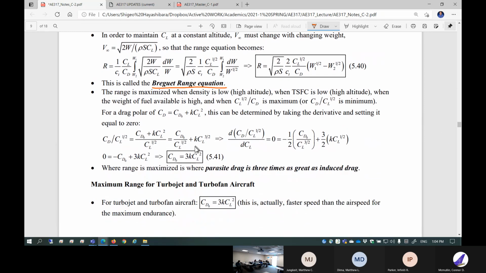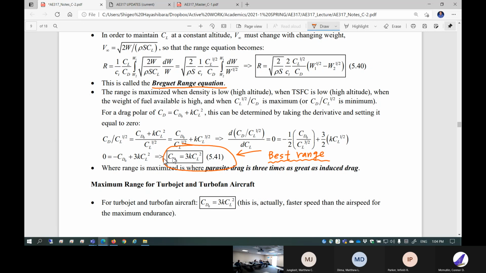So this is what's causing best range. Best range. Okay. Have you seen this? Have you seen this? Similar, but not the same.